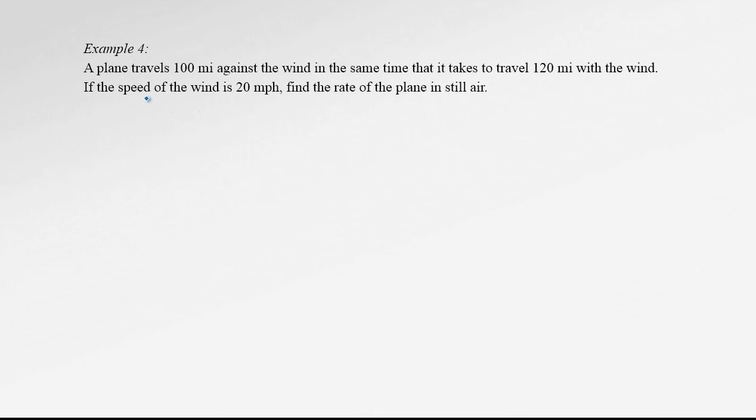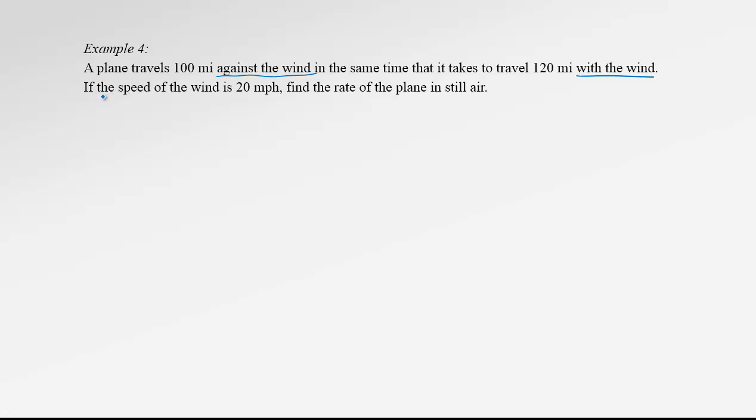Another motion example. A plane travels 100 miles against the wind in the same time that it takes to travel 120 miles with the wind. If the speed of the wind is 20 miles per hour, find the rate of the plane in still air. So this time we have one moving object, just one plane. However, in the first situation the plane goes against the wind, and later on it goes with the wind. That will be something to watch.